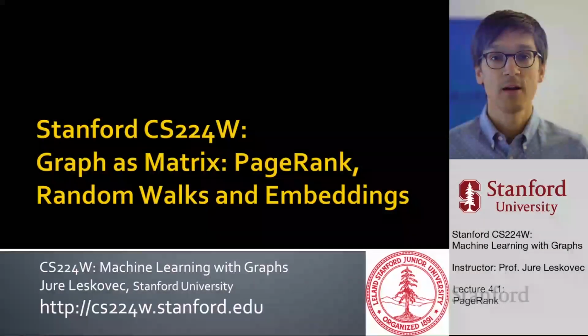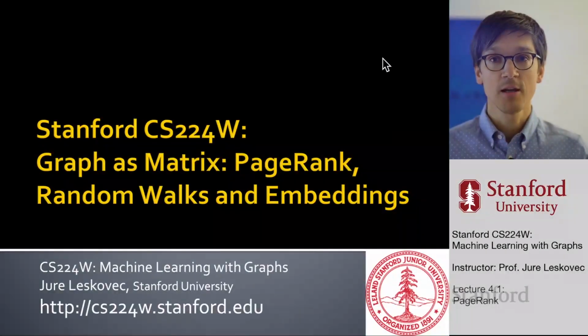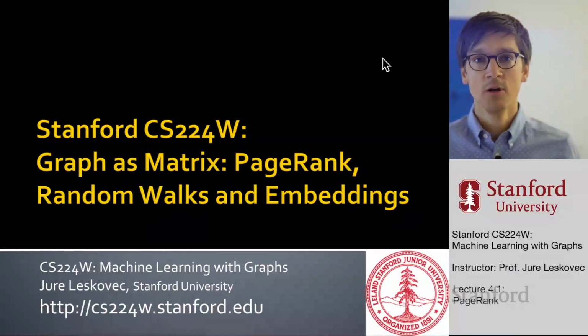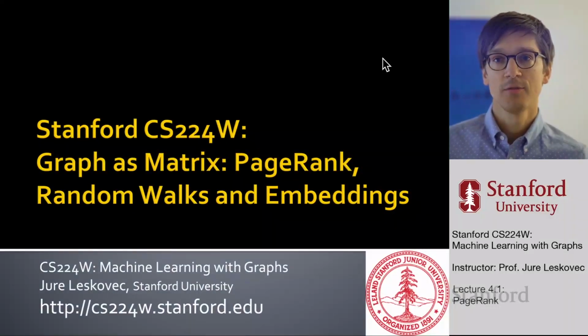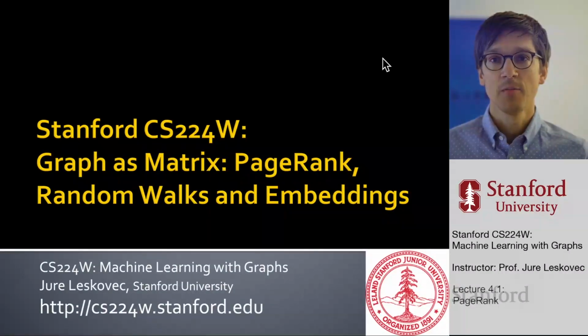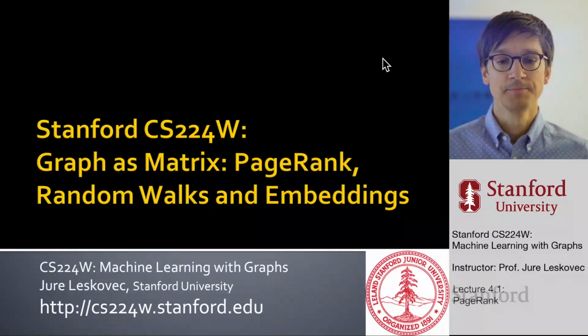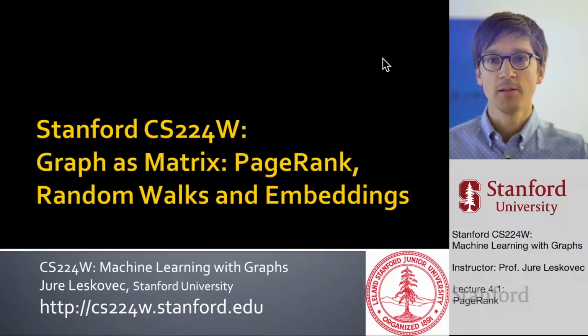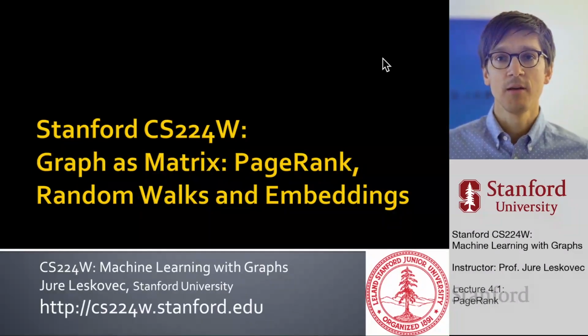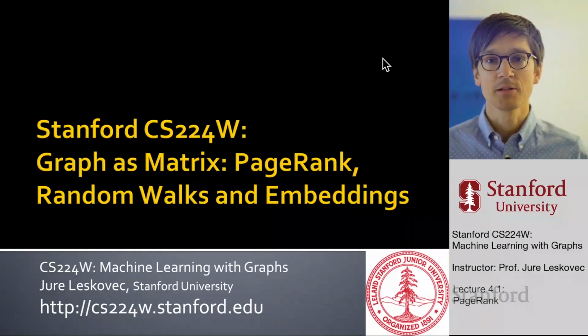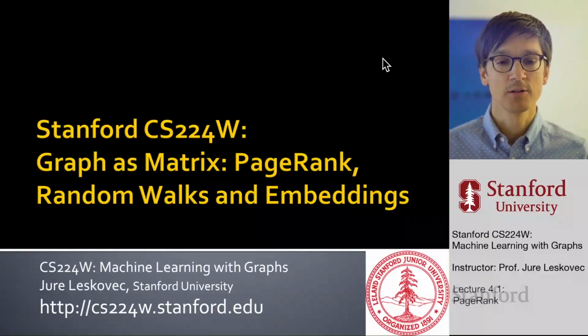It is great to have everyone here today, and we are going to continue our investigation of machine learning with graphs. In particular, today we are going to look at how we can represent a graph as a matrix, and how we will then define the notion of PageRank, random walks, and then connect it back to the previous lecture when we talked about node embeddings. So this is the plan for today.